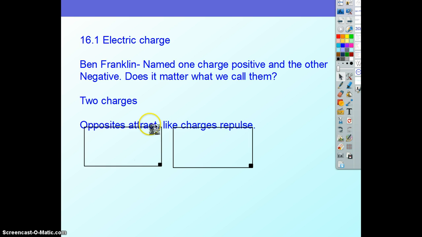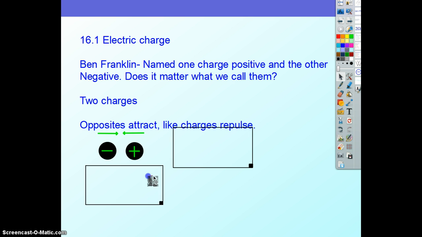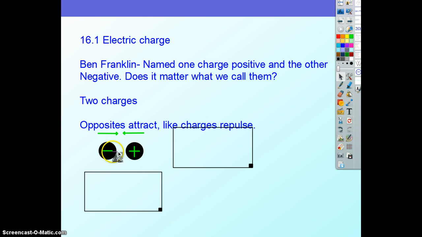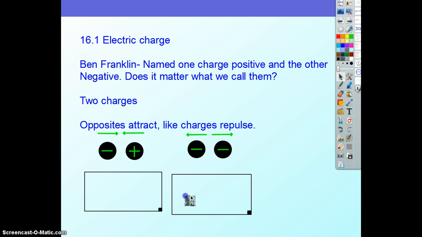For example, opposites attract. You know this. A negative charge will attract to a positive charge. Like charges repel. So two negatives, or in fact two positives, would repel from one another.